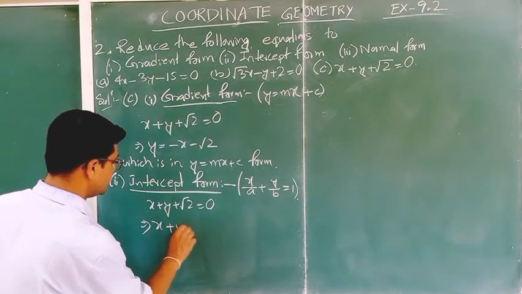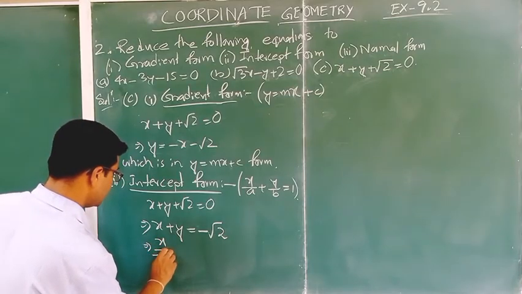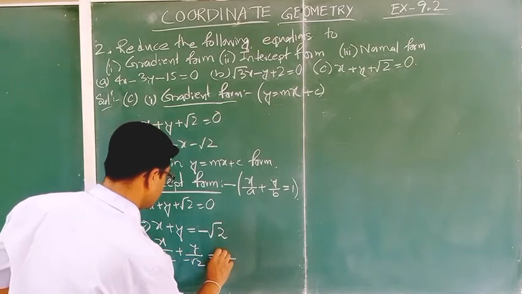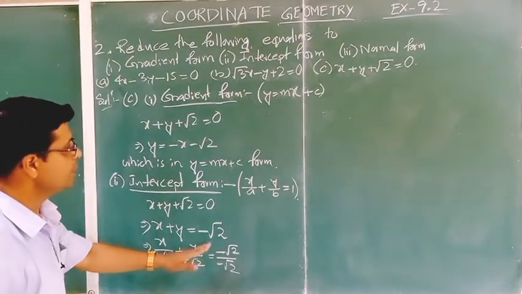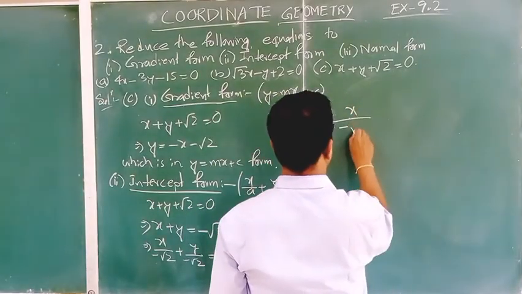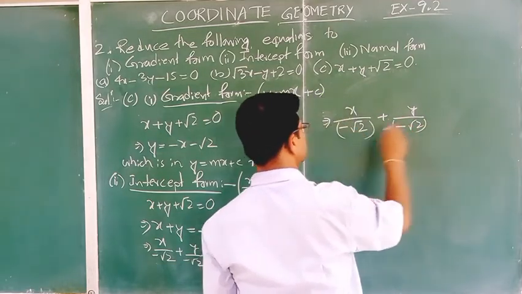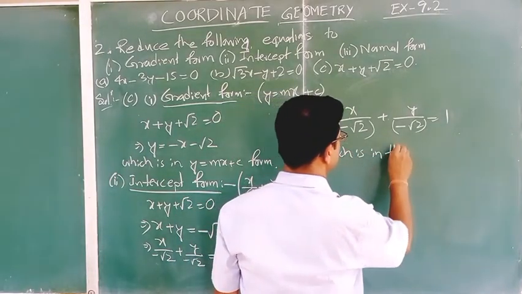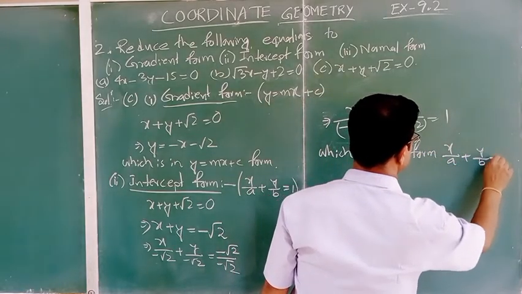What is the procedure? We take the constant term on this side. Now divide each side by this term, that is, minus root 2 divided by minus root 2. We are dividing each term by minus root 2. Why have we done this? To make the right hand side 1. So this is x divided by minus root 2 plus y divided by minus root 2 is equal to 1, which is in the form x by a plus y by b is equal to 1.